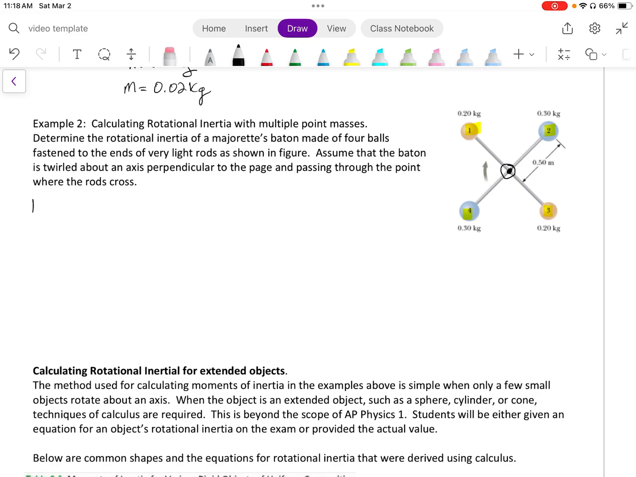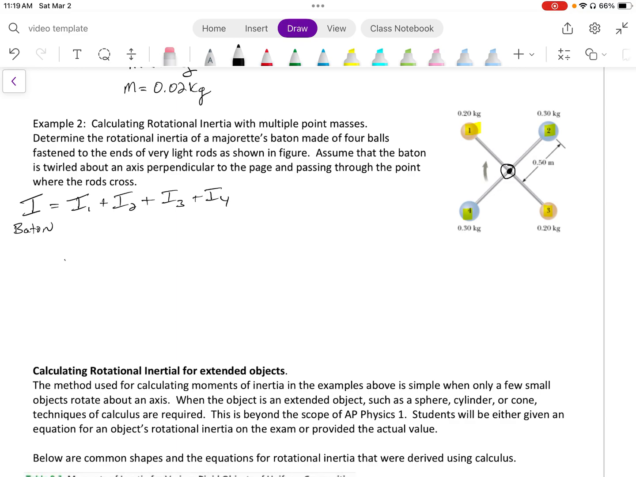And how many point masses do I have? I have 4. So I'm going to calculate I for the first one, I for the second one, I for the third one, I for the fourth one, and we will add them together, and that will be the rotational inertia of the baton.